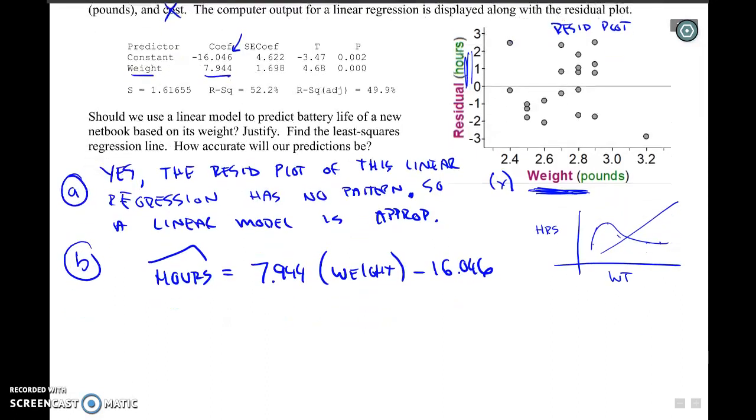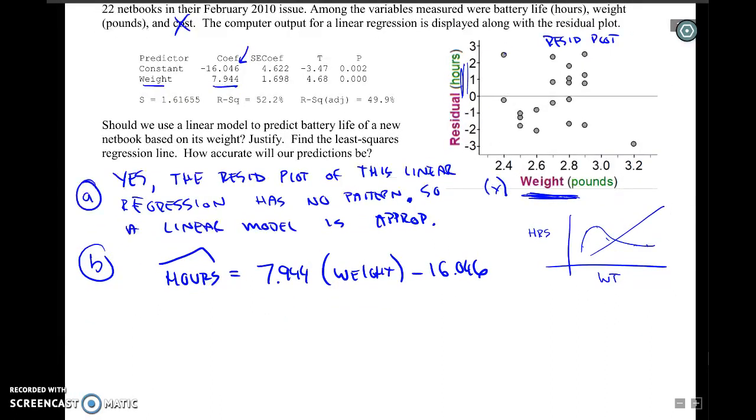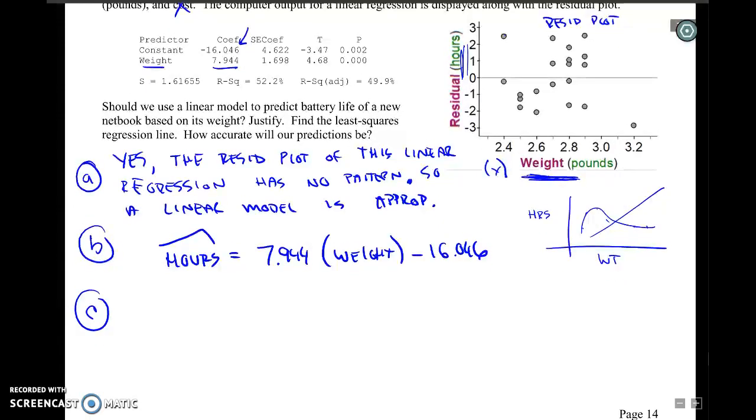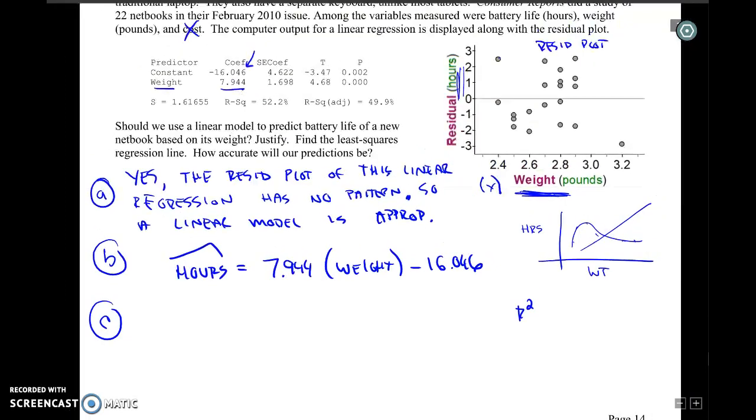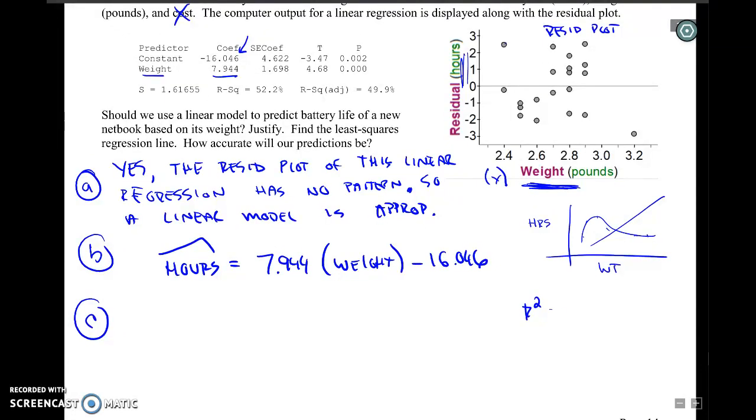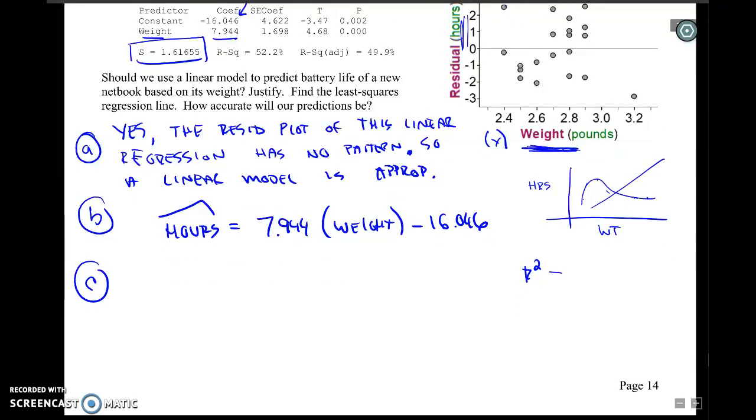How accurate will our predictions be? Well, we can kind of describe this two different ways. We could look at the R-squared value and talk about the percent of variability accounted for by the model. But that just kind of gives me a percentage of variability. It doesn't really tell me how accurate my predictions are. A better way to describe the accuracy of my predictions is the standard deviation of the residuals, s. So how accurate will our predictions be?